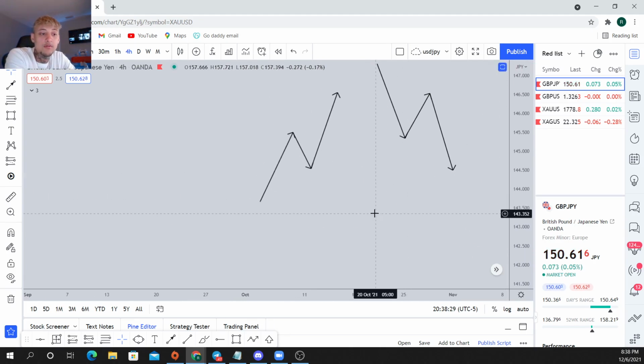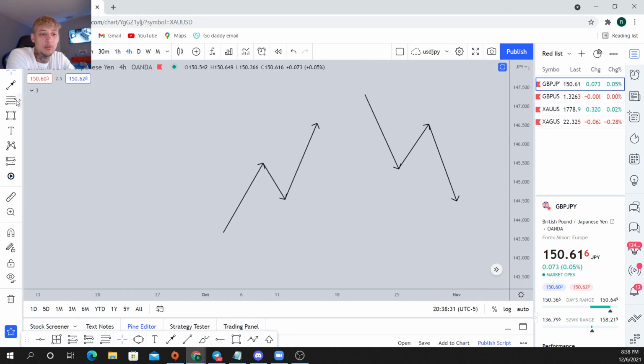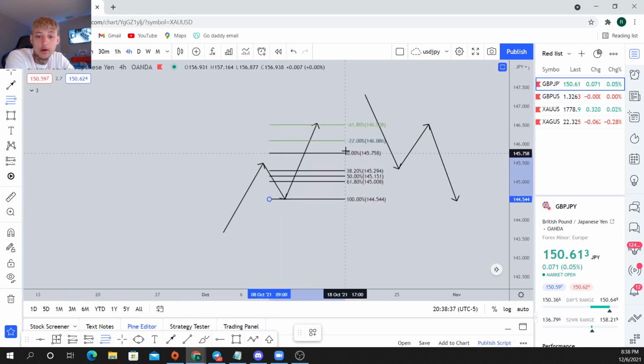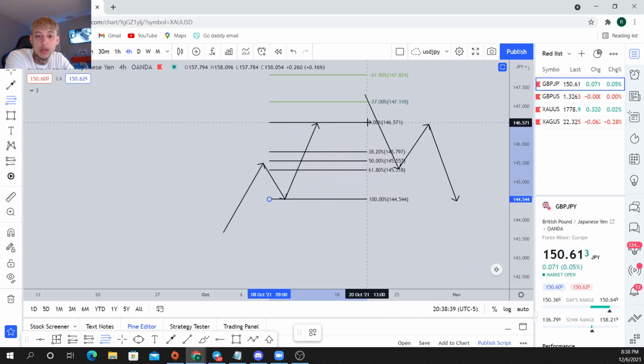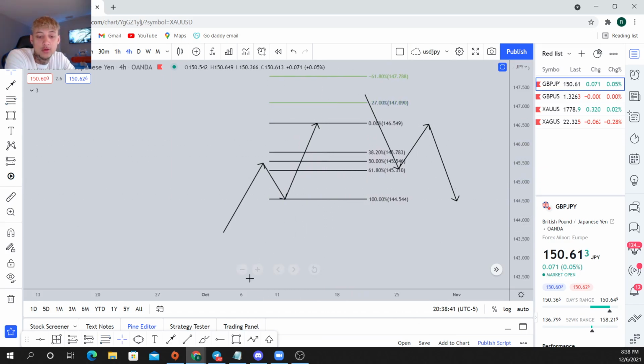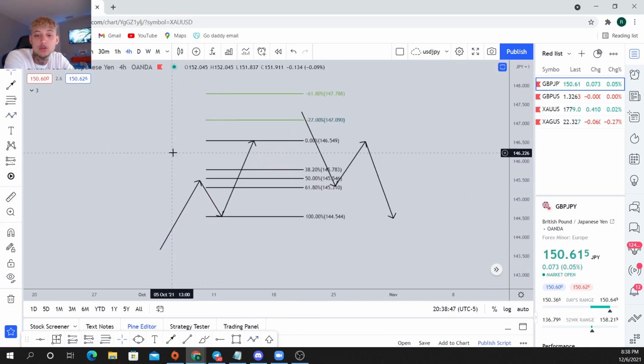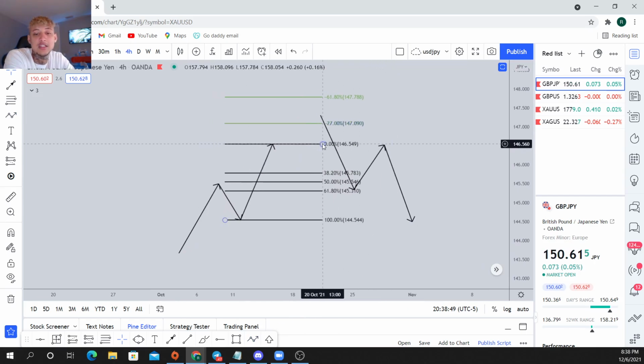So when using Fibs, when the market's in a bullish condition, what you're going to do is go from your previous higher low to your higher high, and that's going to be your point A and your point B. Your point A is going to be the previous higher low, and your point B is going to be the higher high. If you place the tool correctly, then the 0 should be at the high, and the 100 is going to be at the low.